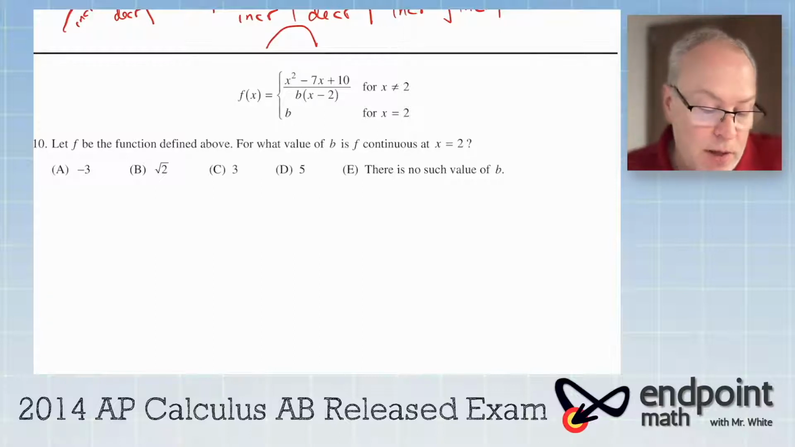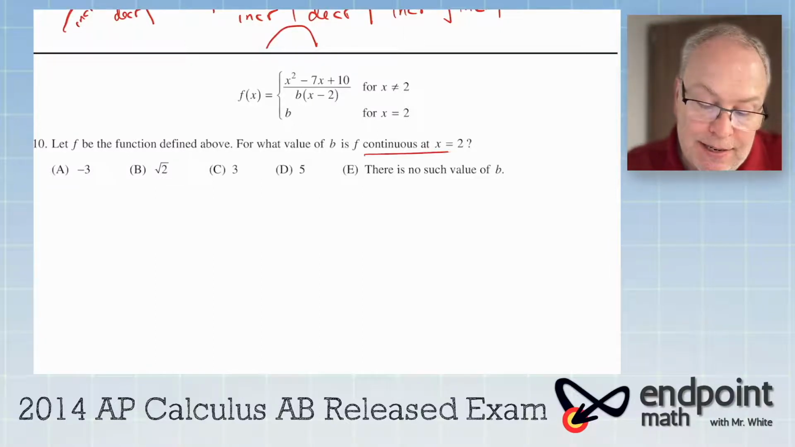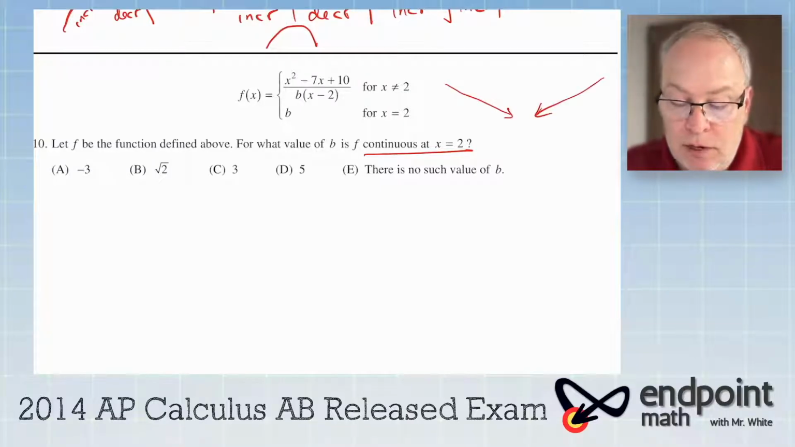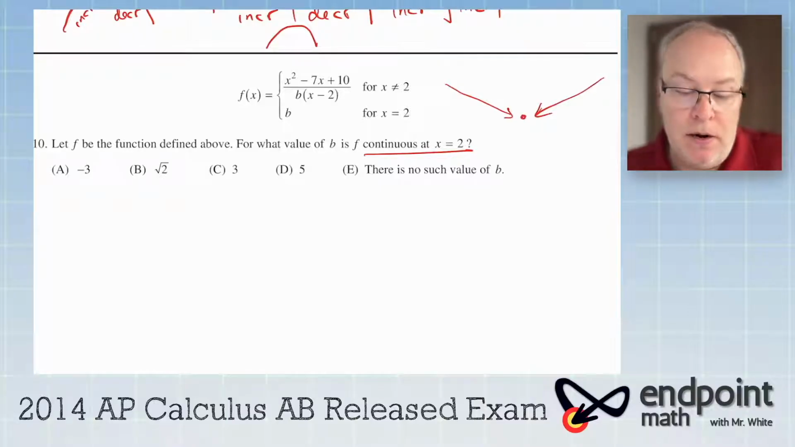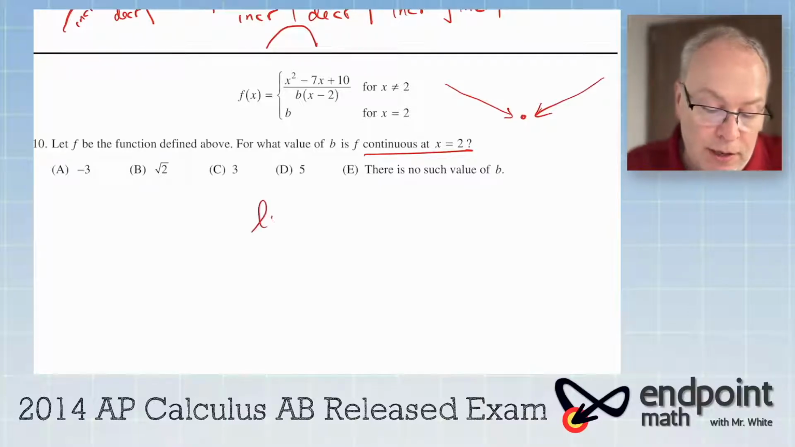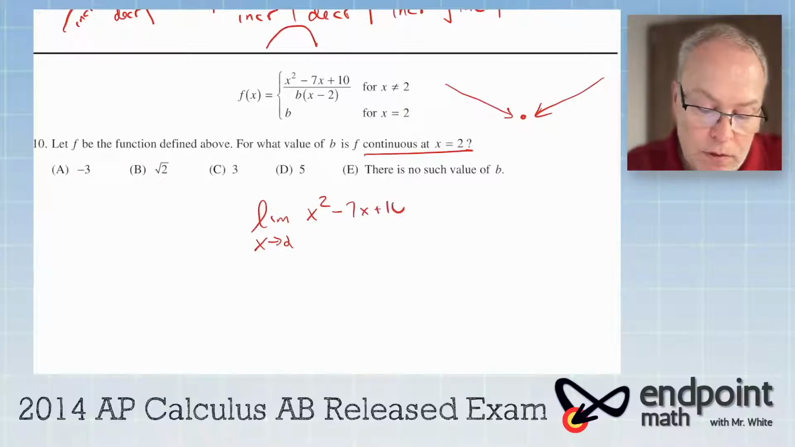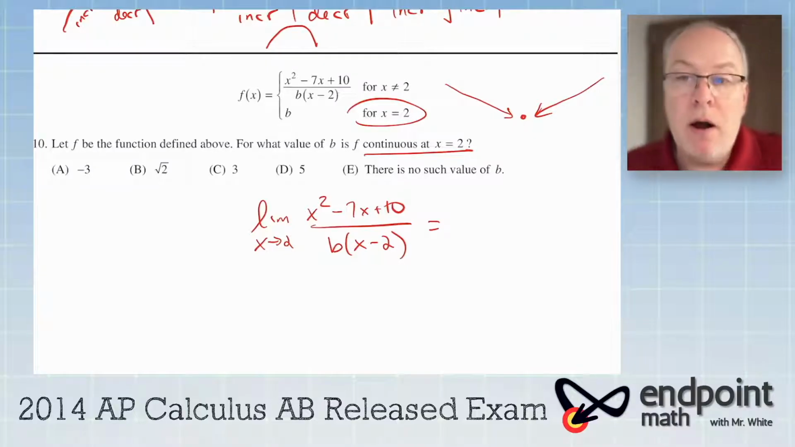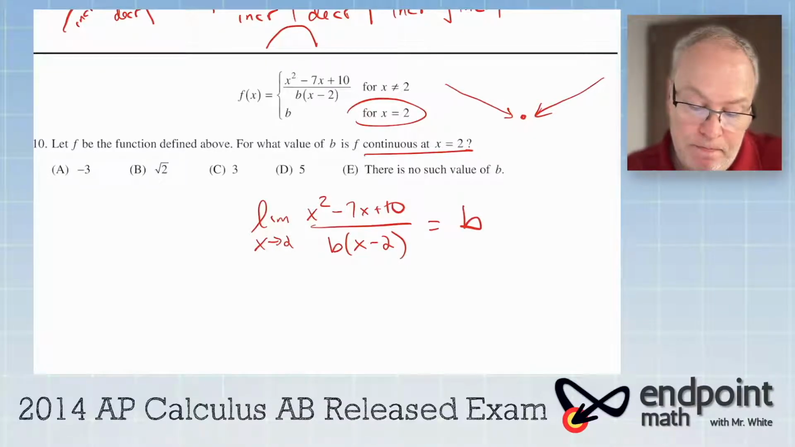It says we want this function to be continuous. In order to be continuous, our limits have to be approaching from the left and right, and we have to be there also. So the limit as x approaches 2 on this thing right here has to equal where we really are at x equals 2, which is b.